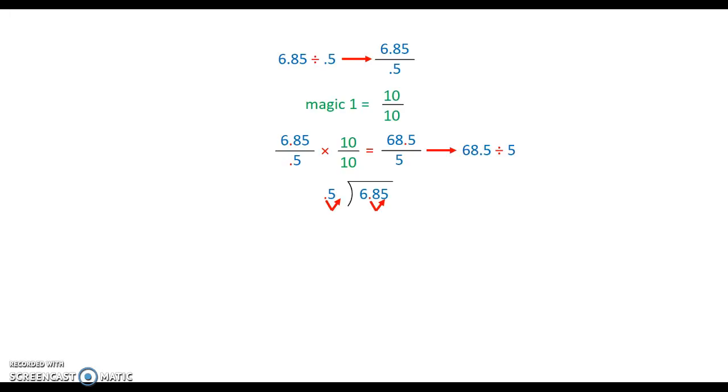So before, when we moved that decimal over in 0.5 and got 68.5 divided by 5, that's the same thing as multiplying by 10 over 10, which is the same thing as multiplying by 1. We're not doing anything to change the numbers at all. Don't believe me? Well, here's another one. Let's try to divide 7.5 by 0.25. Okay, different problem, same idea.